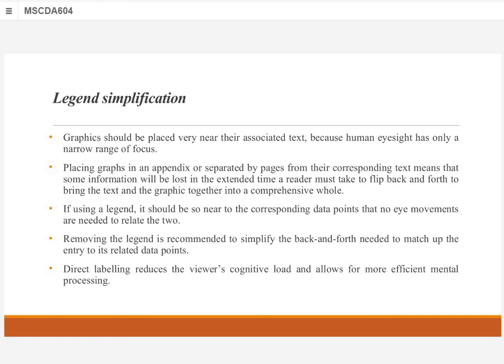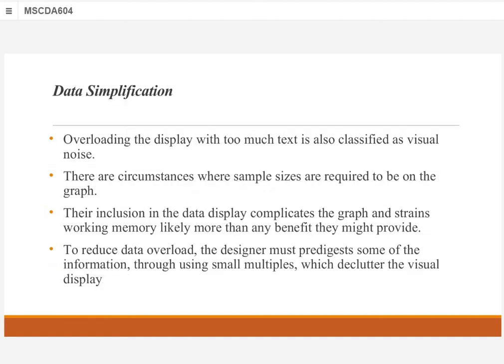We all know what a legend is. Graphics should be placed very near the associated text. Don't just put labels to your graphs, to your visualization haphazardly, because human eyesight is only a narrow range of focus. Put things that are associated together. Simplify your legends. Then you also need to simplify your data. You don't need to overload the display with too much text. It will be classified as noise, visual noise.